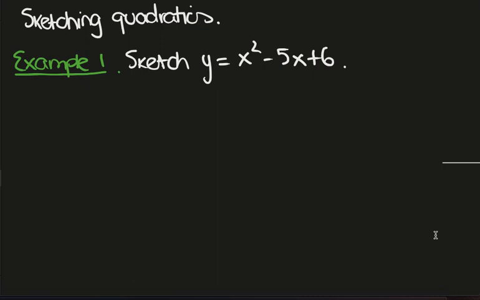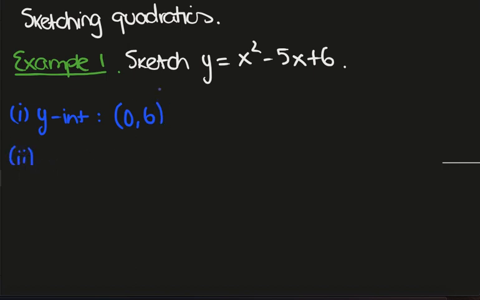Okay, so in this video we want to look at sketching quadratics. So let's look at this first example. Sketch y equals x squared minus 5x plus 6. The first thing we need to worry about is the y-intercept. That's just given by setting x to 0, in which case we see that we get y equals 6.